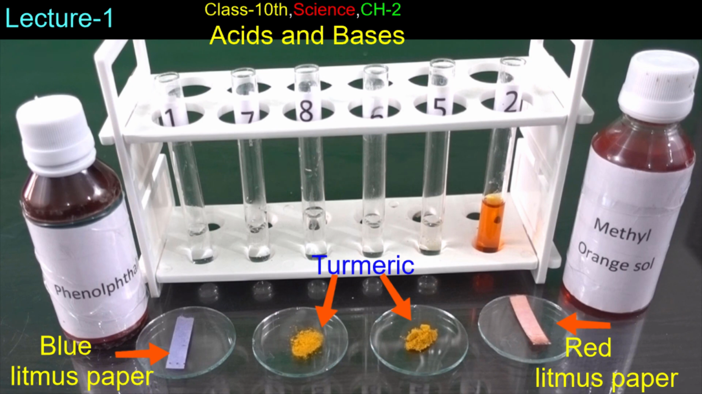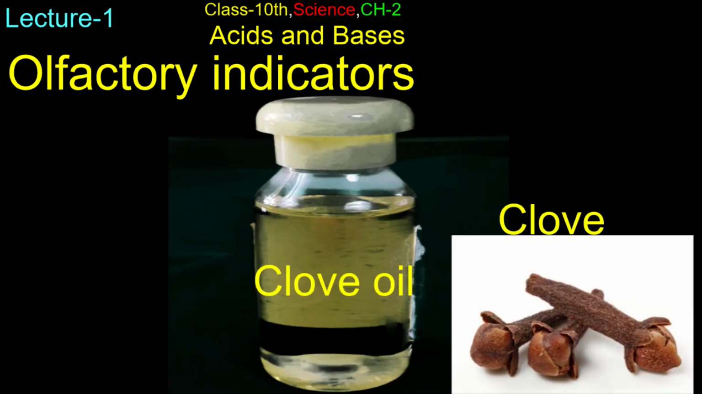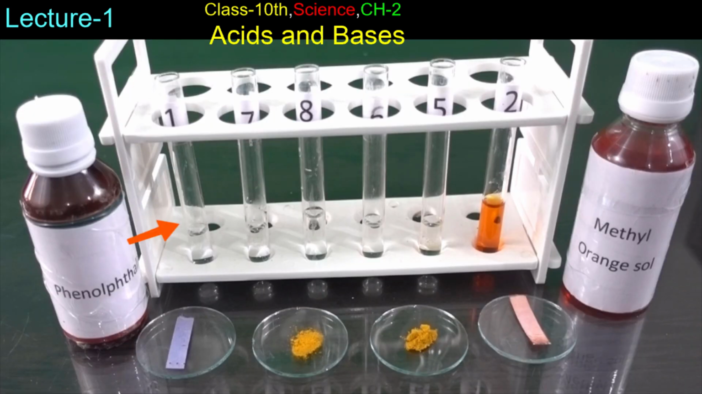Some substances change their odor when brought in contact with acids or bases. For example, onion and clove oil. These are called olfactory acid-base indicators. Phenolphthalein and methyl orange are acid base indicators which are synthesized or synthetic acid base indicators.